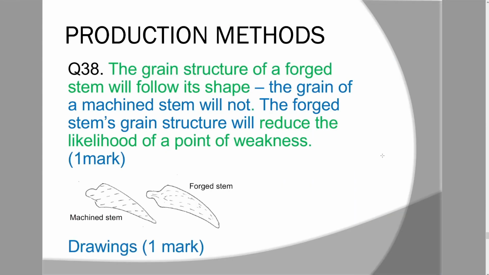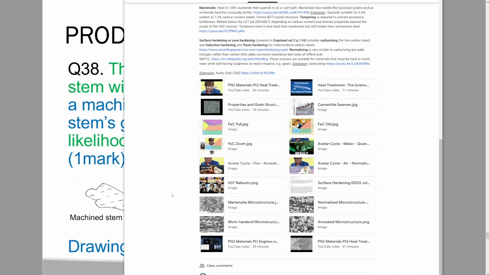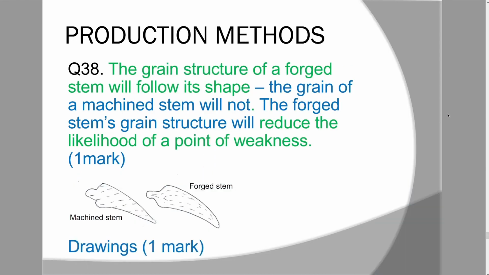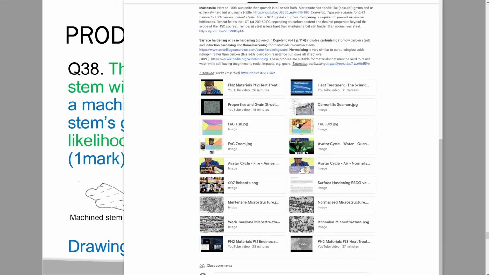Okay, the grain structure of a forged stem will follow its shape. Why do we do this? Because it has less points of weakness. This is in the Copeland textbook. With that power outage, I don't have the textbook anymore, but I've put this in every test for 7 years. Who knows, this year could be time for a change. Probably not, but you never know. So yeah, it's a pretty good one. We like to talk about forging.